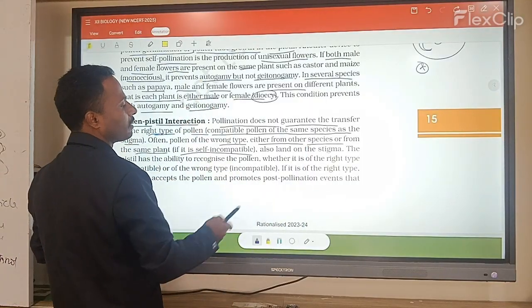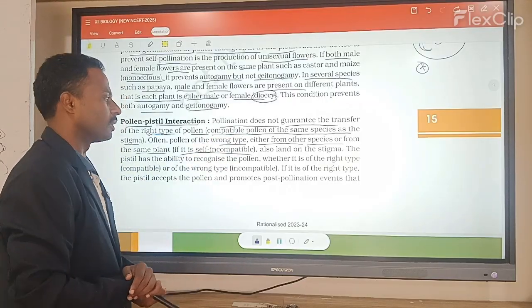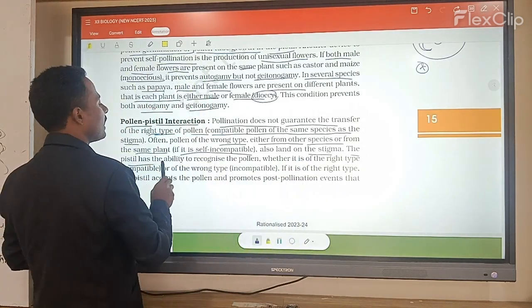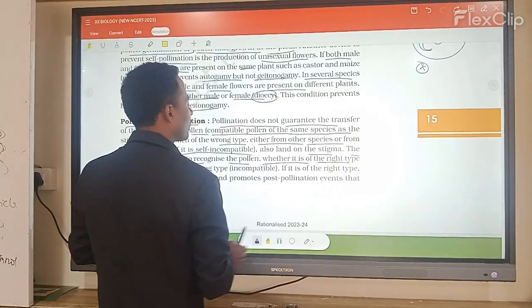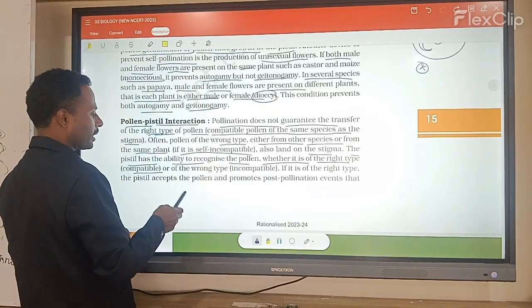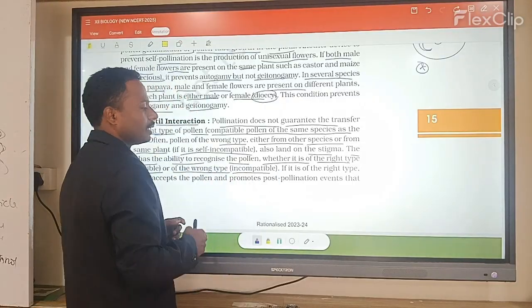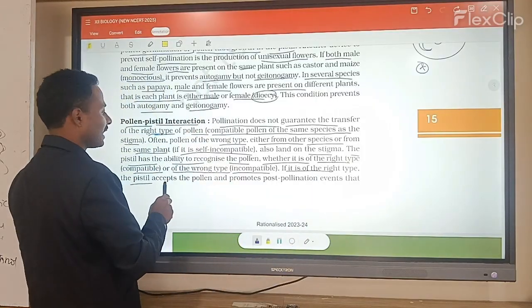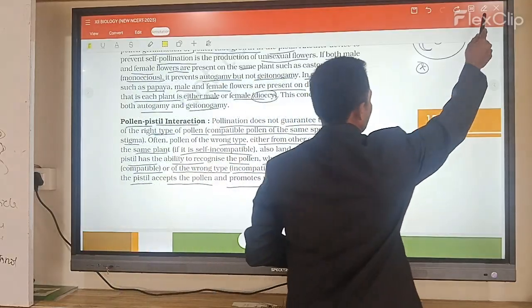This is self-incompatibility, which we discussed before. On the stigma, the pistil has the ability to recognize the pollen, whether it is the right type, that is compatible, or the wrong type, that is incompatible. The pistil accepts the compatible pollen and promotes its post-pollination events.